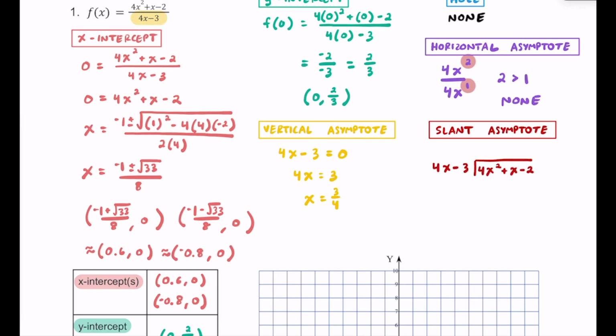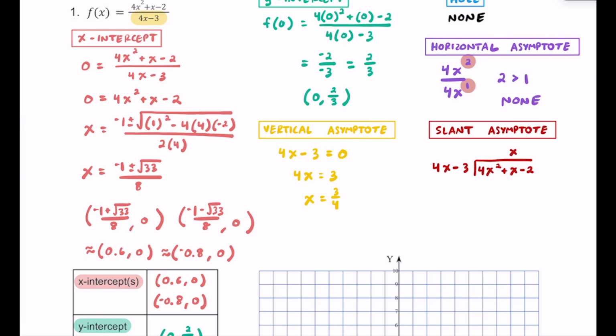Now, because the degree of the numerator is exactly 1 higher than the degree of the denominator, when we divide, we're always going to be getting a linear quotient, which is going to be the equation of a straight line, right? So that's going to be a diagonal line for our slant asymptote, all right? So let's see how many times this 4x fits inside of this 4x squared. I think we've just multiplied by 1x, it's going to match.